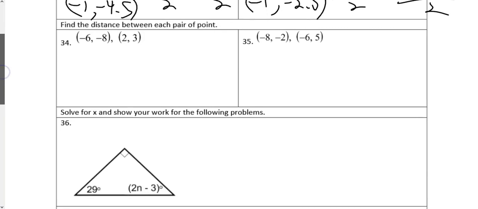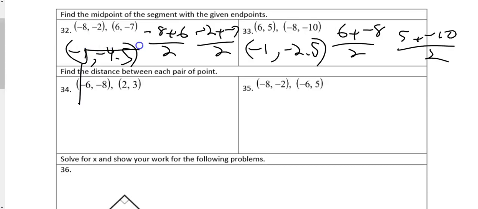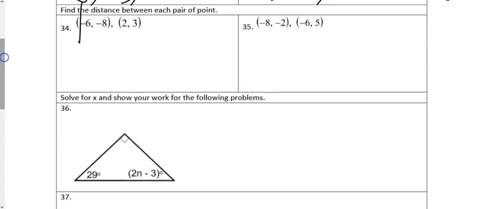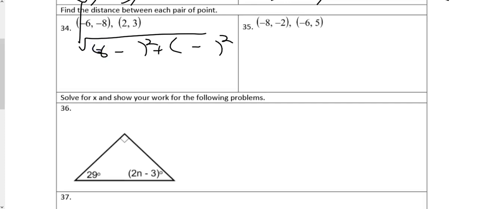Distance, everybody's favorite formula. Square root, and there goes the board again. Square root. Remember, it's better to put the skeleton in here first in case there's double negatives, so you don't mess up. So it's x minus x, so negative 6 minus 2, and negative 8 minus 3. Didn't really matter here, but that's okay.